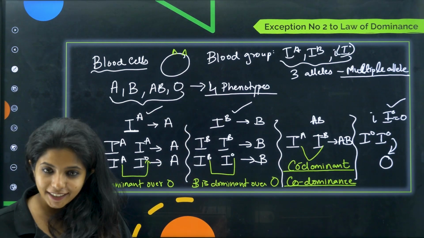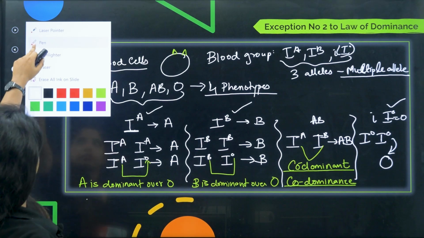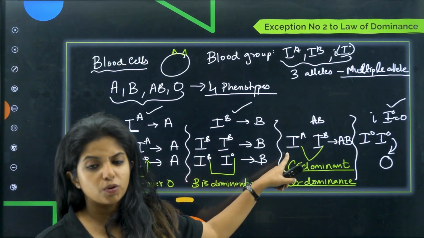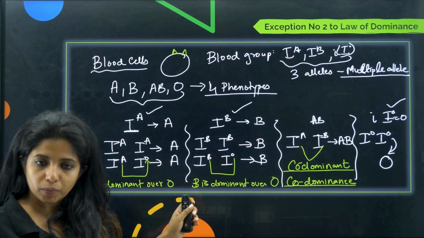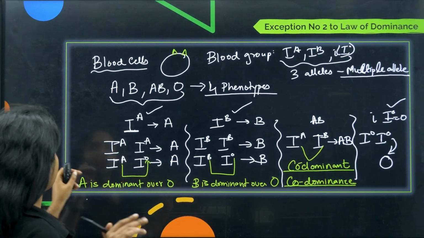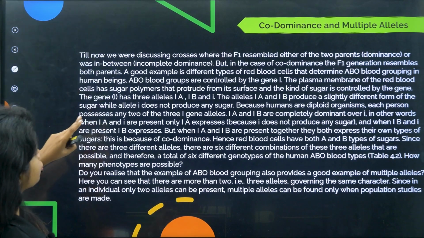Okay, agreed? Can we read it once? Let's see. So, co-dominance happens because no one is ready to give up. A says that I want to show up my protein, I will show up my protein. Similarly, B also says the same. It's not like Snapdragon. Our body is kind of very much problematic.